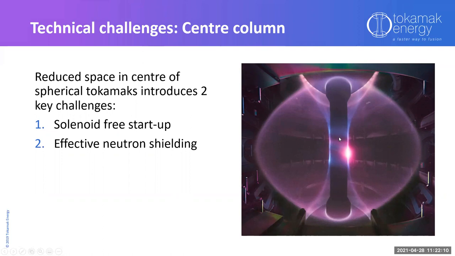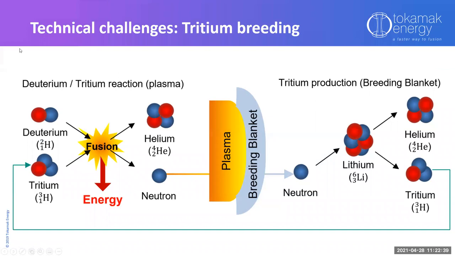And the space is even more reduced when you think that you need to shield the coils in the case of a very strong neutron production. So the shield will take away further space. So you see that making a compact tokamak which hosts a burning plasma is maybe one of the biggest engineering challenges. And the breeding blanket, tritium breeding, is also a challenge for a spherical tokamak, as it is for conventional tokamaks as well.